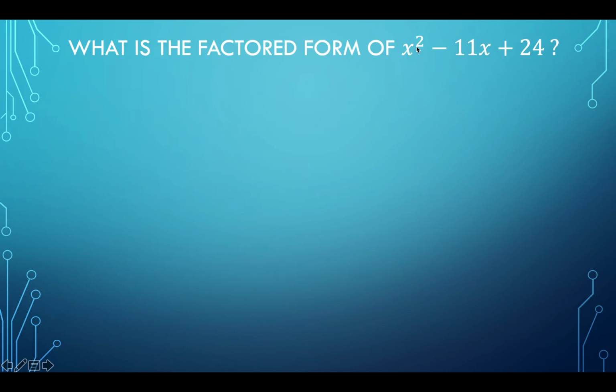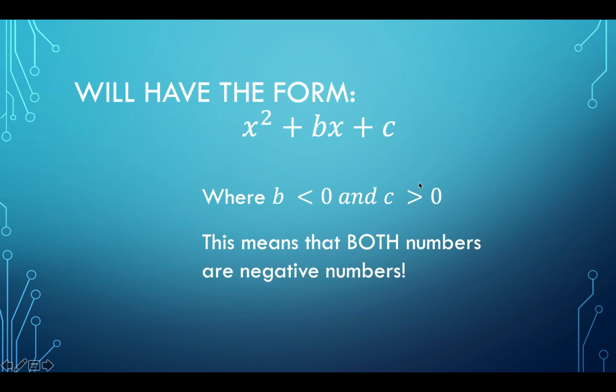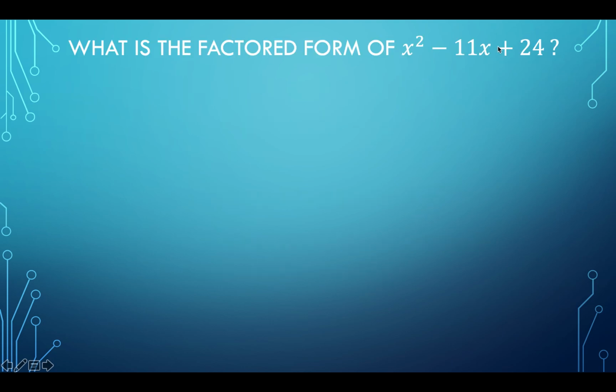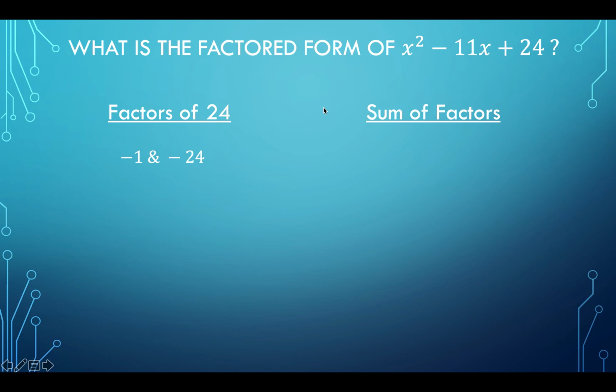So what's the factored form of x squared minus 11x plus 24? Remember I told you if b is less than 0 and c is greater than 0, both numbers are going to be negative. Well, if both numbers are negative, why do I have a positive 24? Because if you do negative times negative, you get positive. So we want factors of 24, but they've got to add up to what? Negative 11. So let's practice.